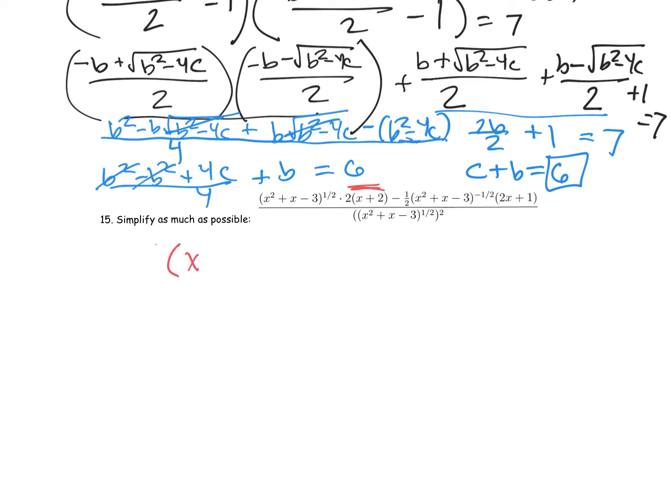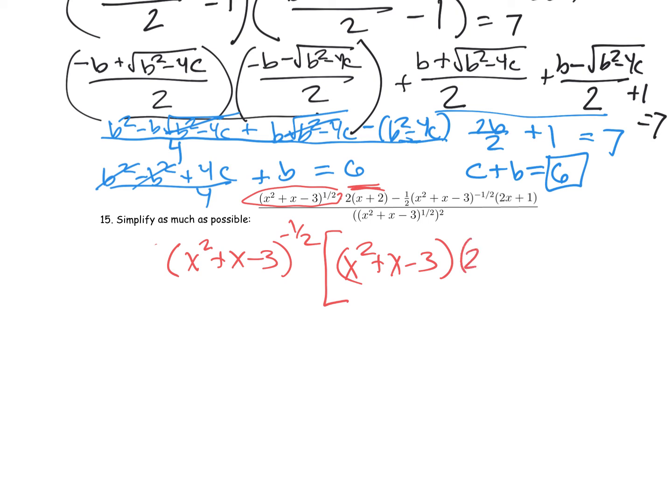So factoring out x squared plus x minus 3 to the negative 1/2. And remember, factoring out is the same as dividing out. And when I do that, I'm left with this here, same base, you subtract exponents. So 1/2 minus negative 1/2 will just be 1. So I'm left with x squared plus x minus 3 times this, I'm going to just say 2x plus 4. And then I've got minus 1/2 times 2x plus 1.